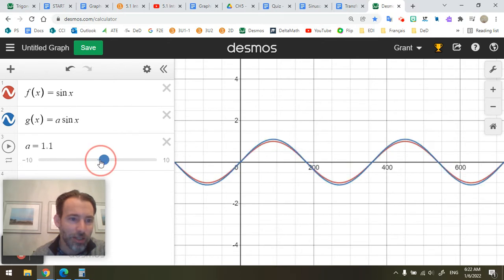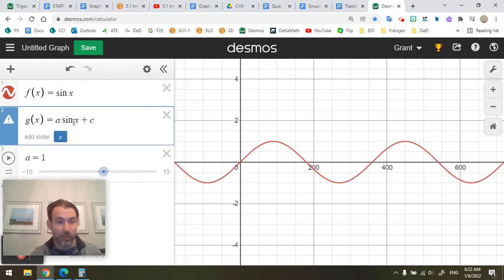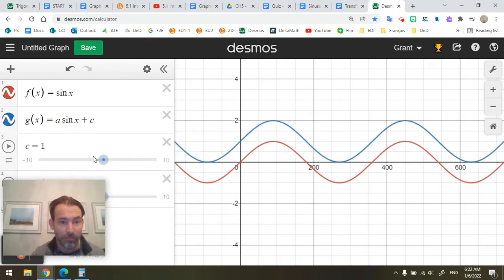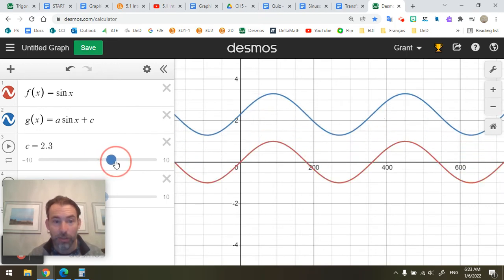Okay, set this to 1 so that we can look at yet another transformation. Now let's take a look at C. We'll recall that A and C are affecting our outputs. They're affecting our y values. So if I add a C to this function, we can add a slider. There it is. Set it to 0 because we're adding 0. That doesn't change it. There's our parent function. All right, so C is adding on to the outputs. And if I add on to the outputs, let's say I add 2.